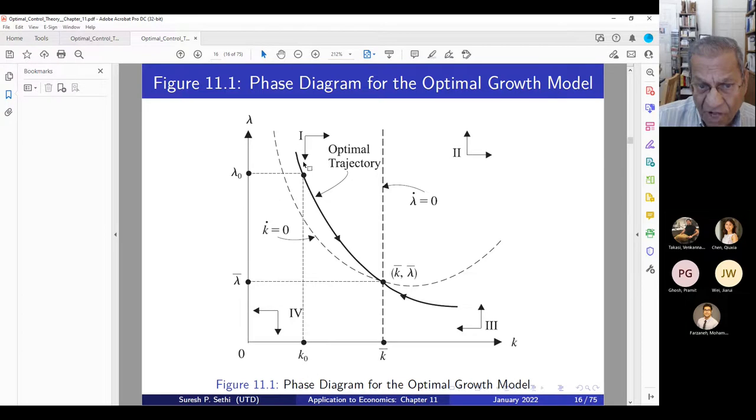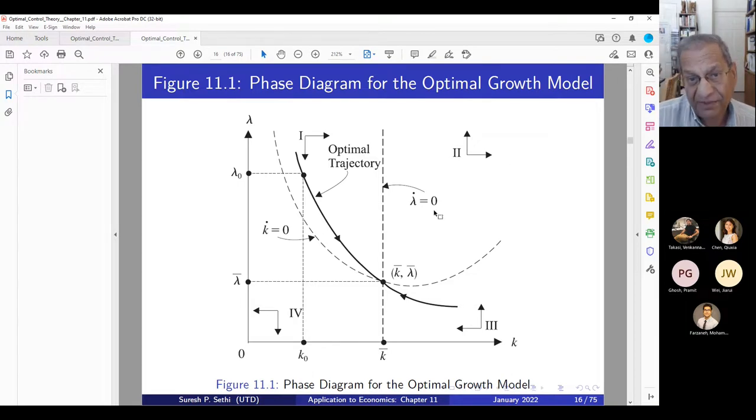And that arrow can be drawn here and there, because for k less than k bar, I can tell you that lambda is decreasing in these two regions. By the same argument, on this side, lambda dot is going to be positive, so lambda is going to increase in both regions. So I give you the arrows that go with lambda dot.